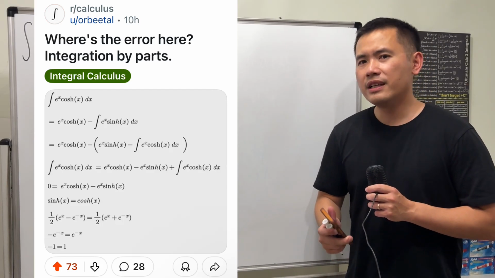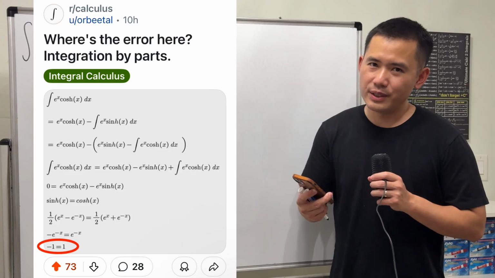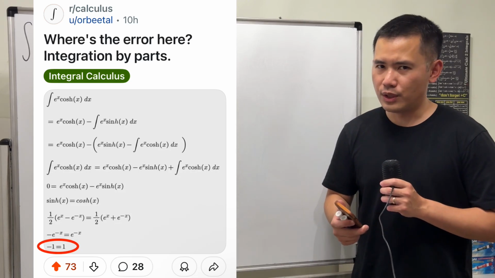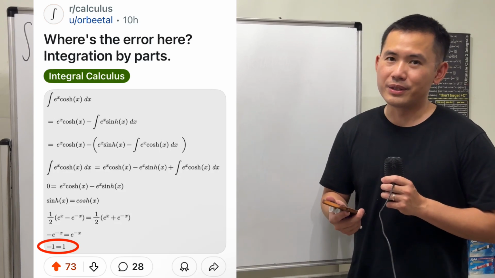So I just saw this on Reddit, and I think it's a very interesting proof that -1 is equal to 1 by using integration by parts. And of course, we know that -1 is not equal to 1. So where is the error?